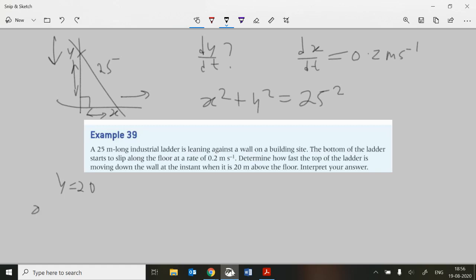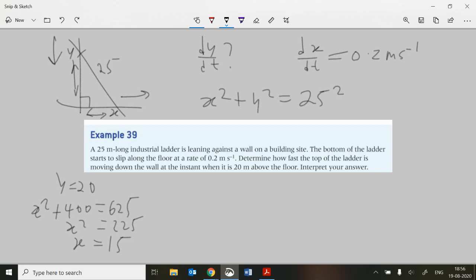We've got x squared plus 20 squared, which is 400, is equal to 625. We're getting x squared is equal to 225. The square root of that, and it can only be positive, by the way, is going to give us 15. Okay, so we've got the coordinate point there. We've got 15 on this axis, and we've got 20 on this axis here. Okay, interpret your answer as well.